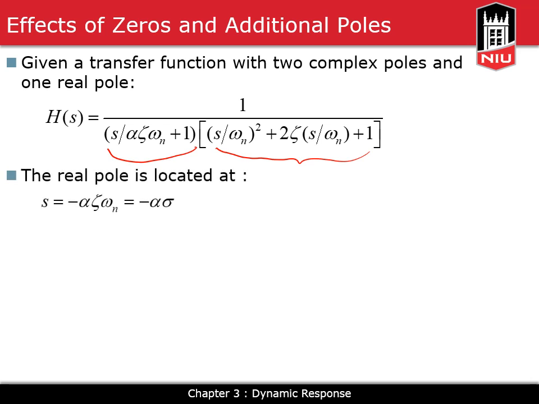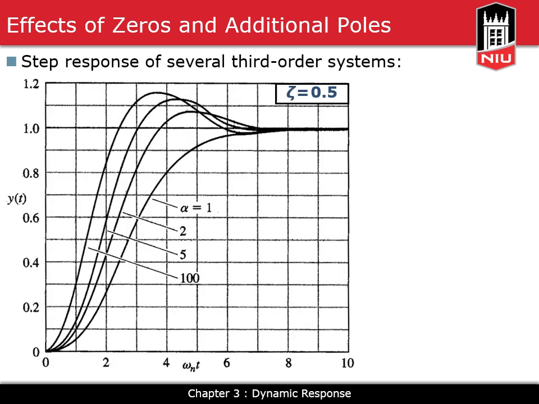That's the additional pole. Again, we introduced that alpha term to tell us how far away that additional pole is from the poles of the standard second order system.